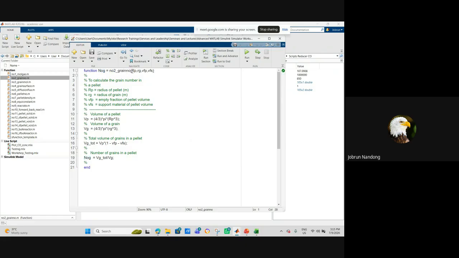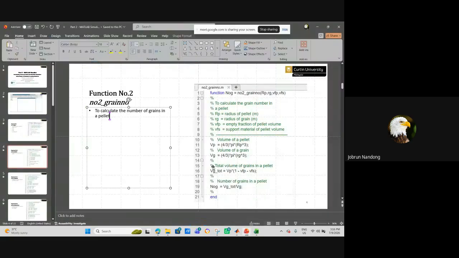So this is the input that I need in order to calculate the NOG. I need the pellet radius. Again, you write it down here so that you remember. But for today, you can skip this one. You just write this part only straight away. Later you can go back to this note. Anyway, this note is given to you, so you can refer to it here.